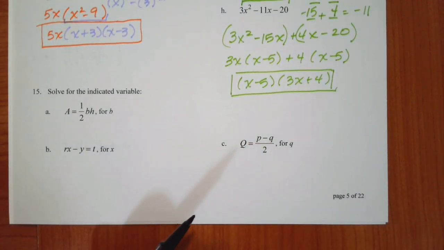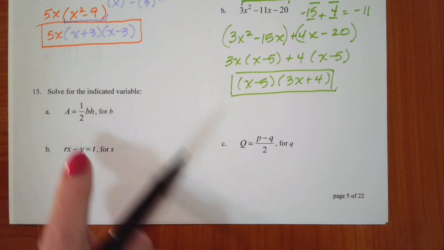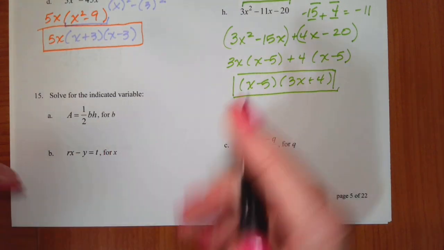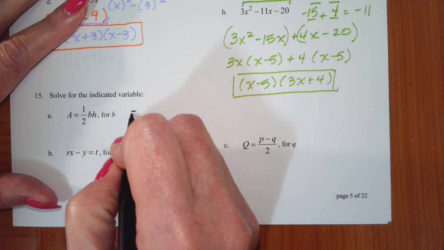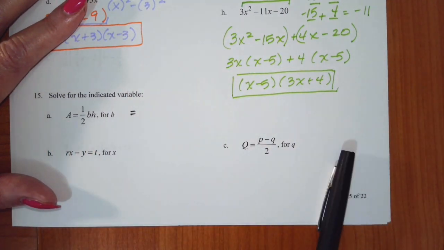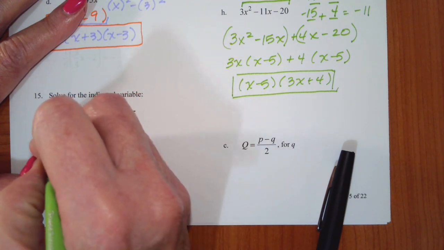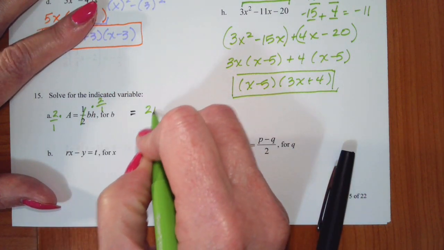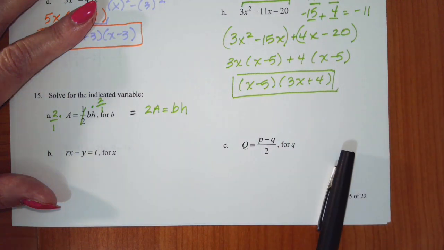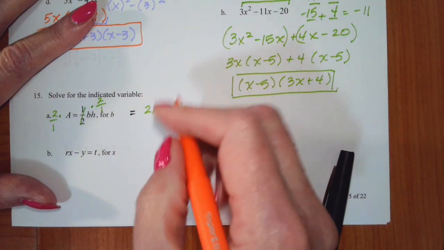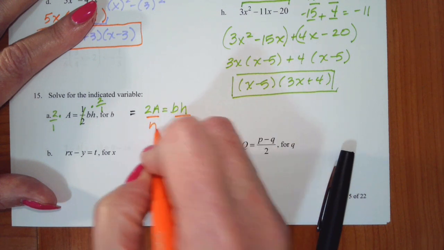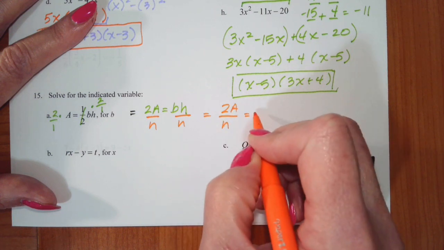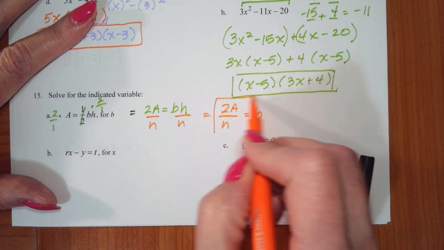Okay, solving for a variable. That means whatever I'm solving for, I have to get that by itself. So I have to get the b by itself. So what I'm going to do first is multiply both sides times 2 over 1. So that gives me 2a is equal to bh. I'm almost there. I've got to get the b by itself, so that means I'm going to divide by h. So this becomes 2a over h is equal to b. And there's my final answer.